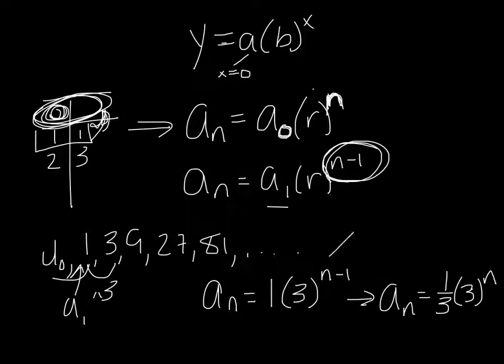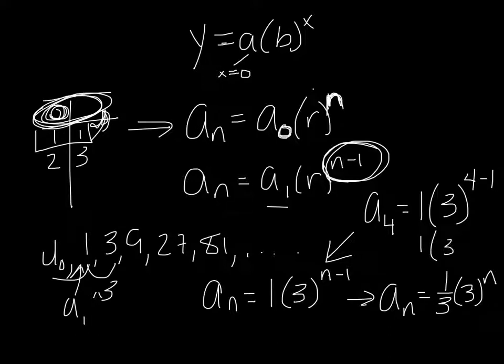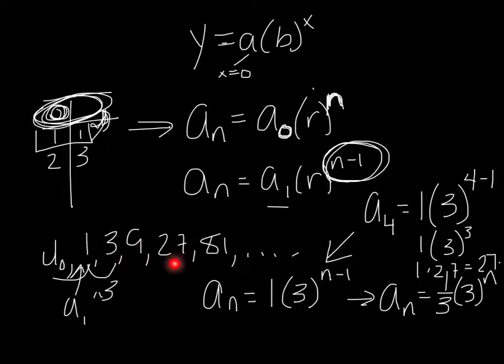So let's talk again about this one. If I didn't have that n minus 1, see, if I want to find the fourth term, let's say, I'm going to have a sub 4 equals 1 times 3 to the, and instead of being a 4 there, it's going to be 4 minus 1. So now 4 minus 1 is 3, so 1 times 3 cubed would give me 1 times 27. So apparently my fourth term is 27. And if we look, we've got 1, 2, 3. My fourth term is 27.